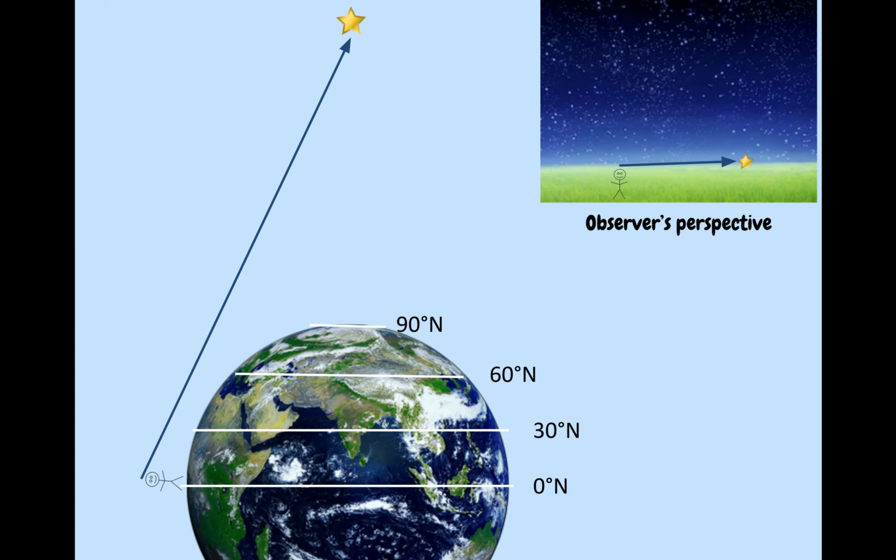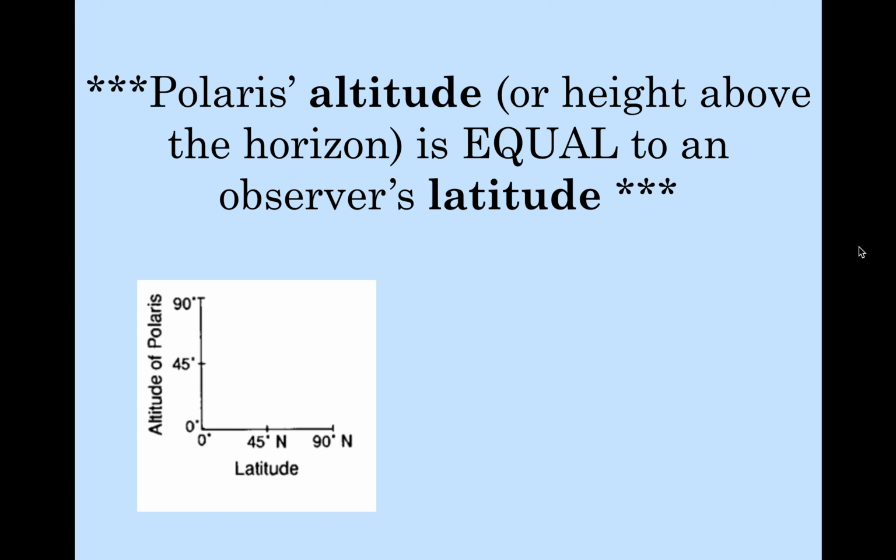So, what have we learned? We've learned that Polaris's altitude, or height above the horizon, is going to be equal to the latitude. If we're plotting that on a graph, where latitude is on the x-axis, and the altitude or height of Polaris is on the y-axis, it would be a perfectly direct relationship. At 0 degrees latitude, or the equator, Polaris was right on the horizon. If we were at 45 degrees north, the height of Polaris would be 45 degrees above the horizon. And at 90 degrees north, or the North Pole, Polaris was at a right angle, or at 90 degrees above the horizon.